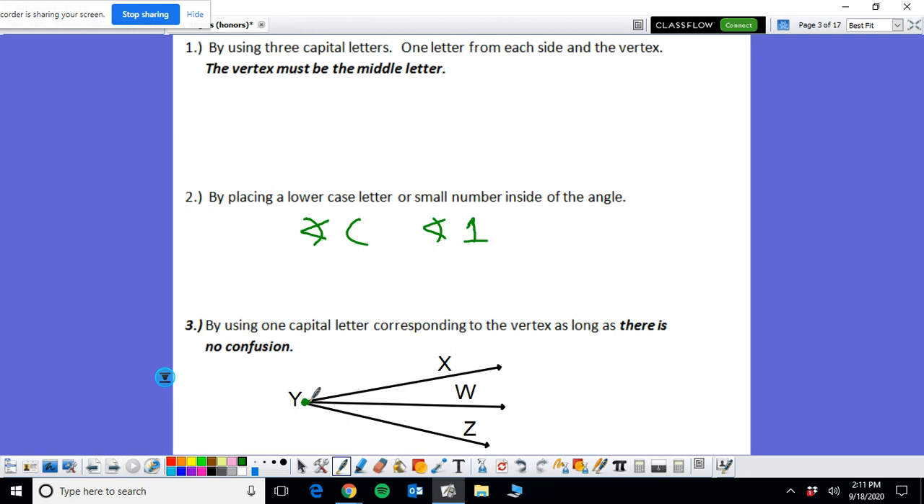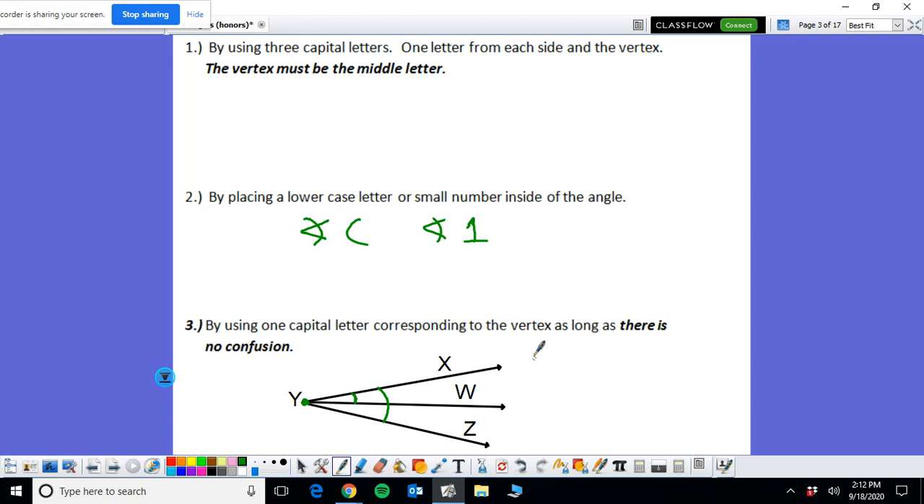Well, if you take a look, there's obviously some other angles here. We've got this angle here. We've got this angle here. If you combine them, we have this angle here. So we cannot call this angle Y because we can't differentiate between these 3 angles. That's why we have to use the 3-letter method. So if you were trying to name this little angle here, you'd simply say angle XYW, or YWX. If you were trying to name this entire angle, you'd say angle XYZ. Hopefully that makes some sense.